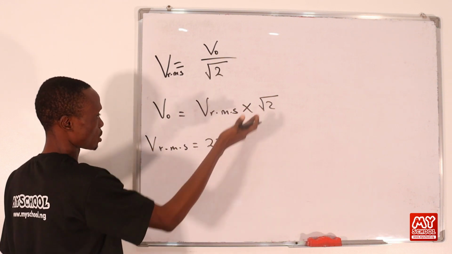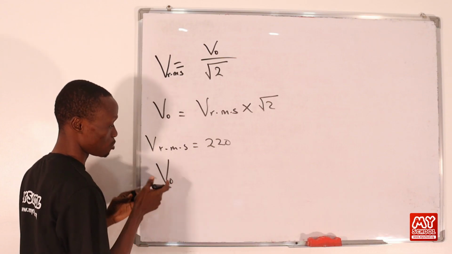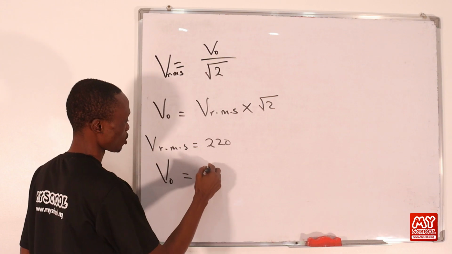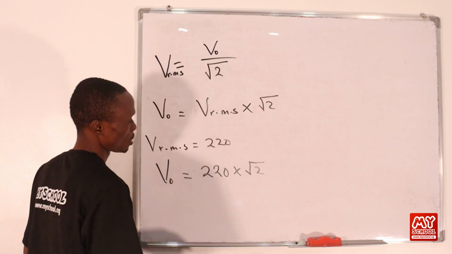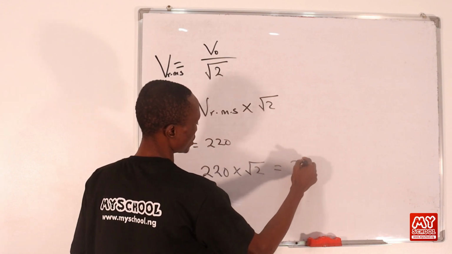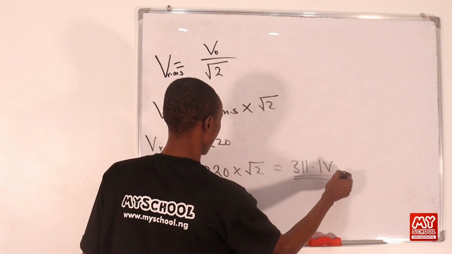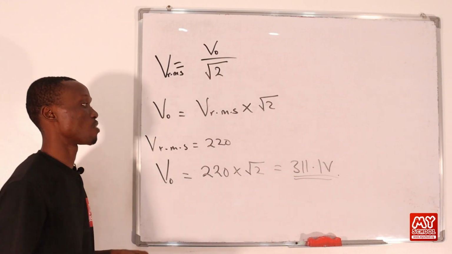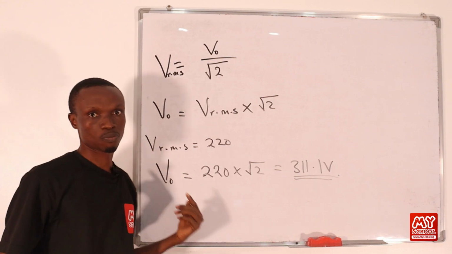So we just plug it in here. So that V naught, that is the peak voltage, is equals to 220 times root 2. Okay, and this will be equals to 311.1 volts, right? Since we are talking about voltage. So this is the value of the peak voltage. Okay, so let's return back to the screen.